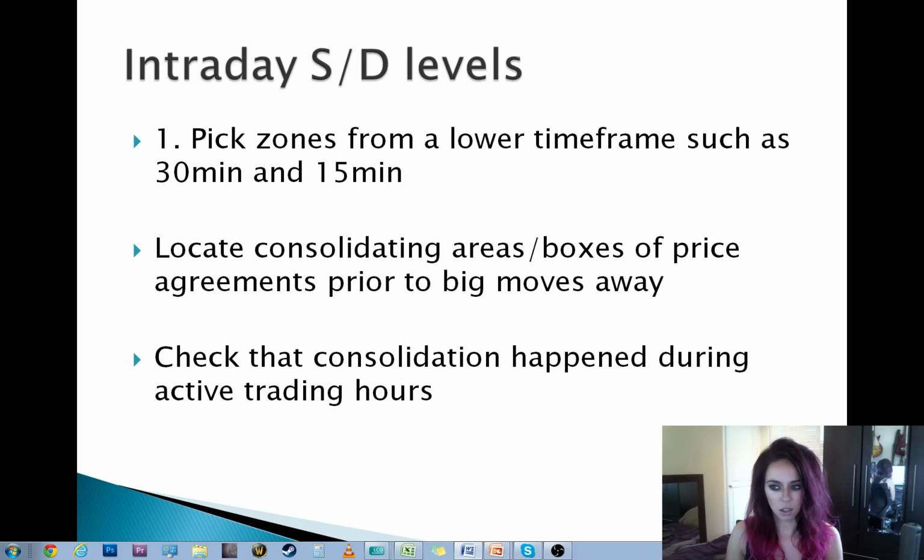The next thing to do when you're looking at your chart is to look for areas of consolidation. That's an area where prices didn't move much. Usually these areas look kind of like boxes, like rectangles of candles. The way to locate these is to look for large moves and then look to the left of the large move to check if there was some consolidation before the move.